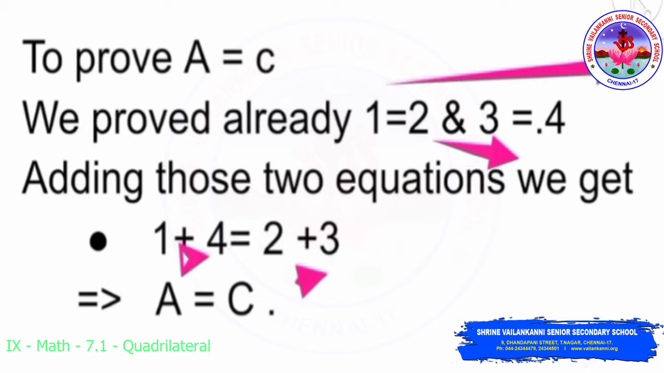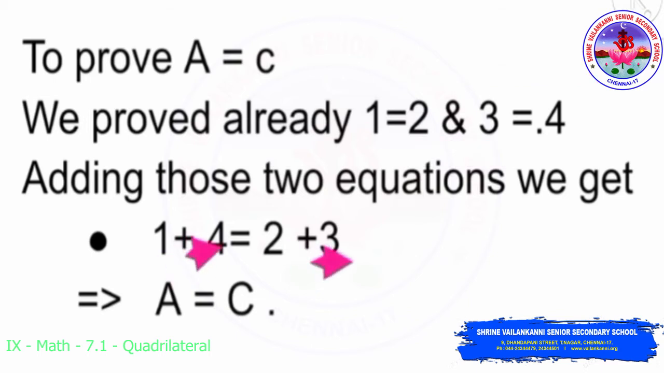If equals are added to equals, then the wholes are equal to each other. So I get angle 1 plus 4 is equal to angle 2 plus 3. So in the figure, my angle 1 plus angle 4 represents my angle A and angle 2 plus angle 3 represents my angle C. Hence I proved that angle A is equal to angle C.